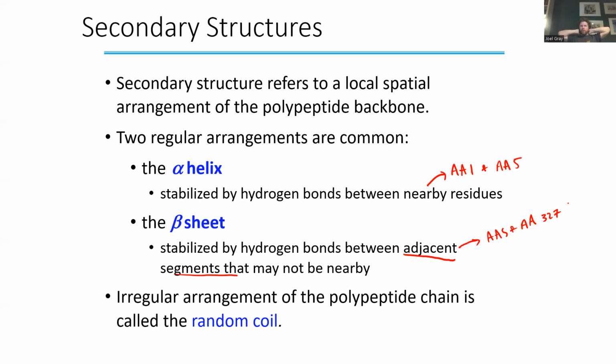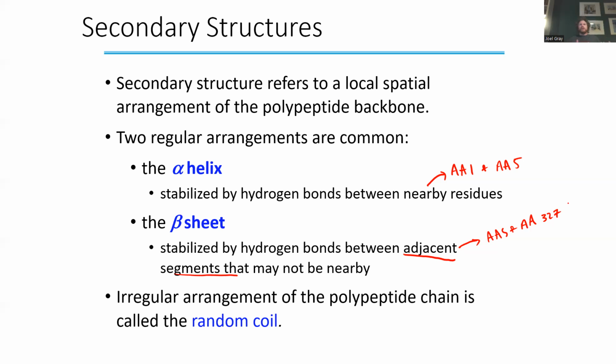These are small structures that lead to the tertiary structure of the protein. Now, one irregular arrangement of the polypeptide chain is referred to as a random coil. So basically, if you wanted to think about a 3D structure of a protein, or a tertiary structure of a protein, it's a bunch of alpha helices, beta sheets, and random coils.